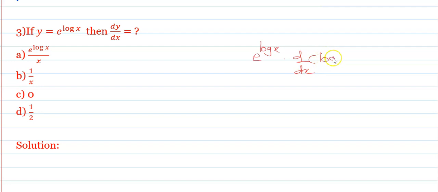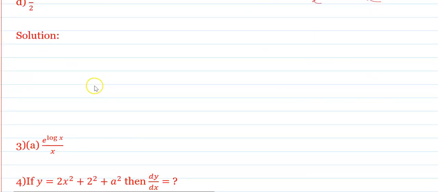This is the log x. What is the derivative of log x? This is the e raised to log of x into derivative of log x is a 1 upon x and hence e raised to log x upon x. Okay. And this is the answer. Which option correct? The option first is the correct one here.